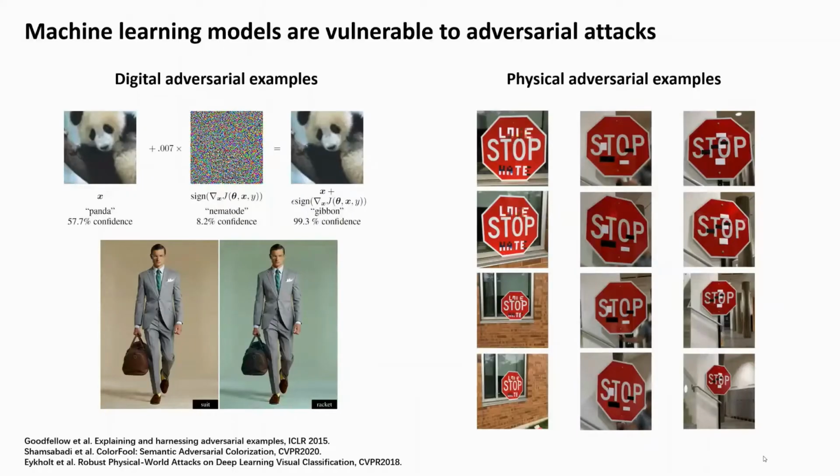It's well known that machine learning models are vulnerable to adversarial attacks. Existing works on adversarial examples are either in the digital domain, where the perturbations are directly added to the inputs of a model, or in the physical world, where perturbations are physically added to the objects themselves.